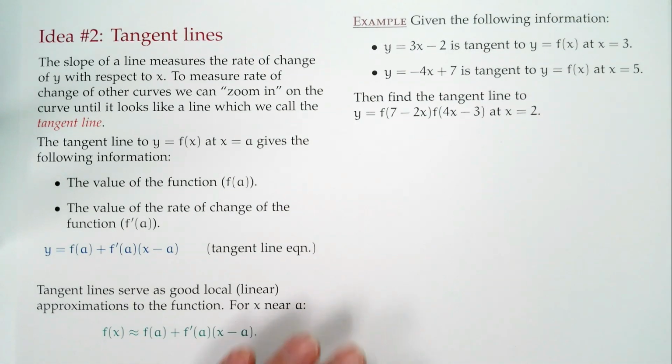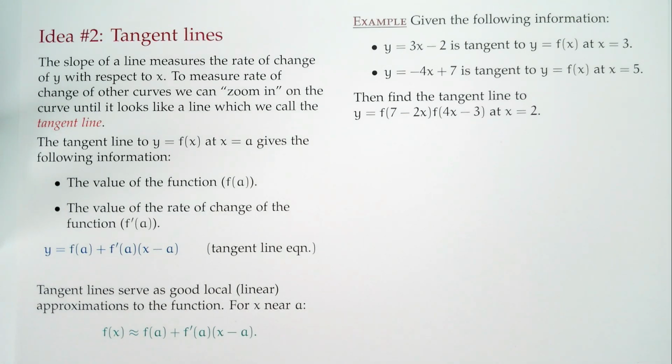And so it's useful and important to be able to go back and forth. If I know what the function is at a and the derivative at a, I can write down the tangent line equation. And if I have a tangent line, I can figure out what the function at a is and what the derivative of the function at a is. So I can jump back and forth between these two different ideas.